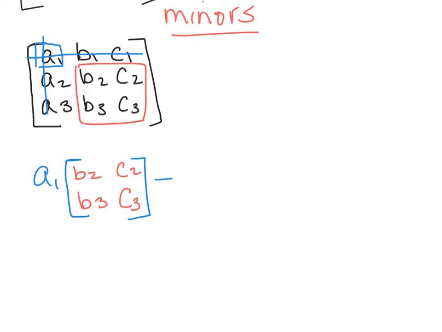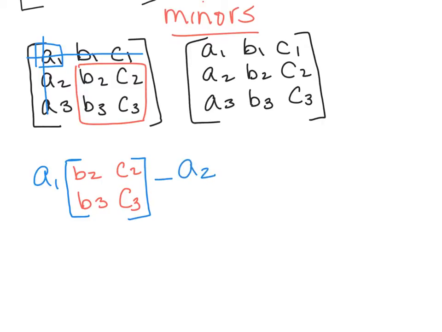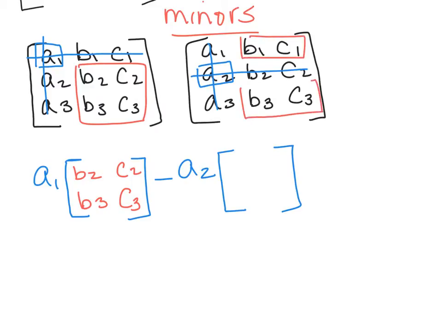Next, we're going to subtract the element A2, and here is element A2, and we're going to subtract A2 times the determinant of a 2 by 2 matrix. And again, to find the 2 by 2 matrix, we're going to cross off the column that element A2 is in, and the row that A2 is in, and that's going to leave us with B1, C1, and B3, C3 for our 2 by 2 matrix.